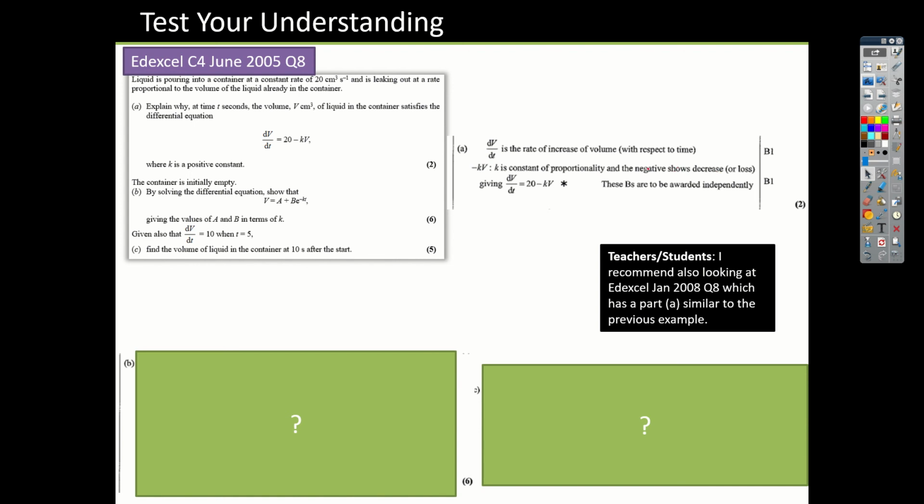If it's increasing, then have it as positive. If it's negative, have it as minus your constant. And then putting it all together makes this. That's 2 marks.